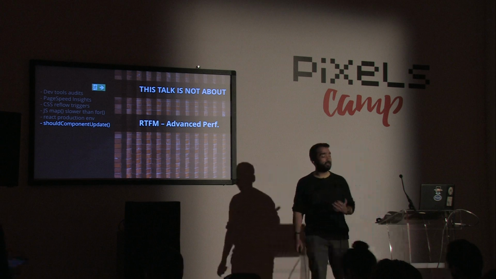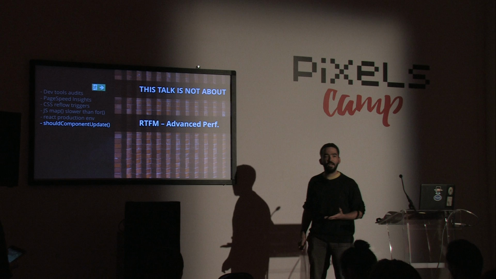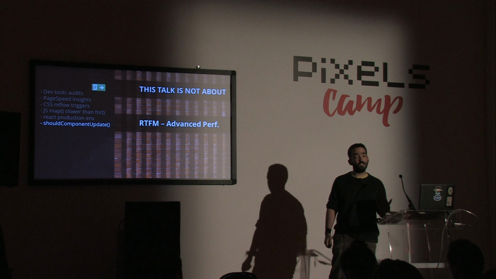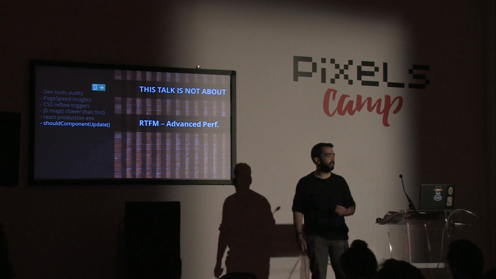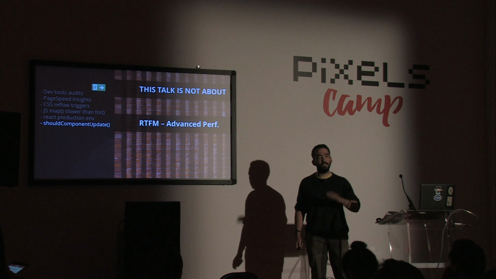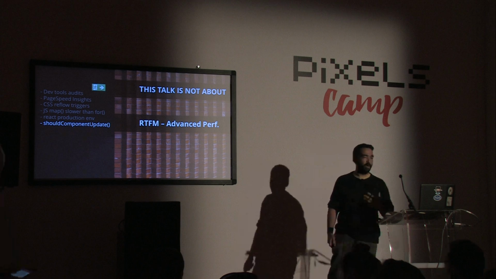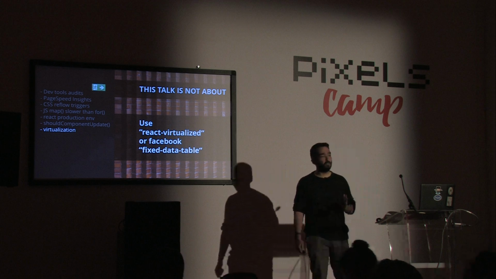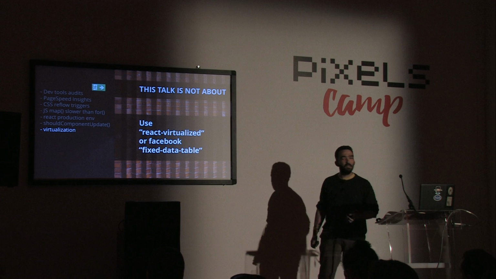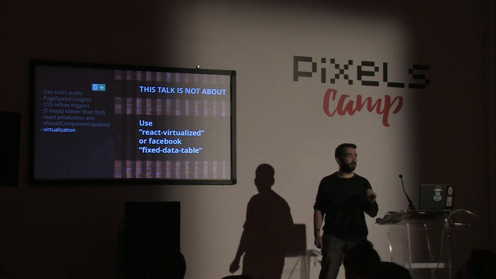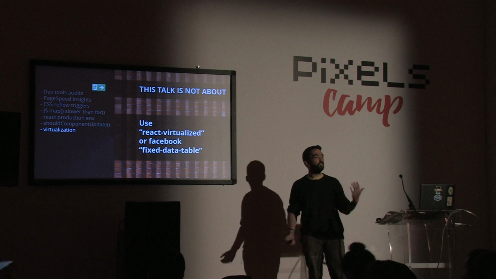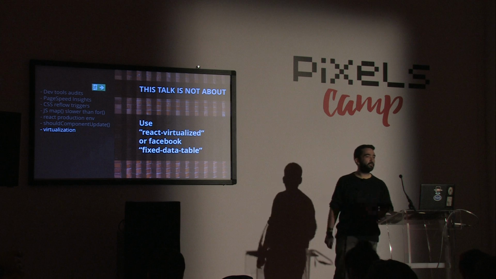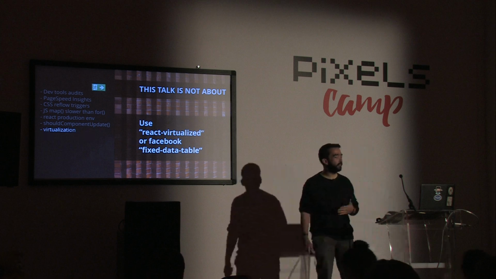This talk is also not about shouldComponentUpdate. For those of you who are familiar with React, this function is used to do some advanced performance techniques in React. Just read the fine manual of Facebook React and search for the advanced performance area and read it all. It's all there. It's way more detailed than what I could possibly do here. This talk is also not about virtualization. For this, I recommend that you use React Virtualized or Facebook's own fixed-data-table, if you're doing some huge infinite data table and you know the exact size of each column. So this is a set of good practices. Look into these projects and use them if you're interested in that.